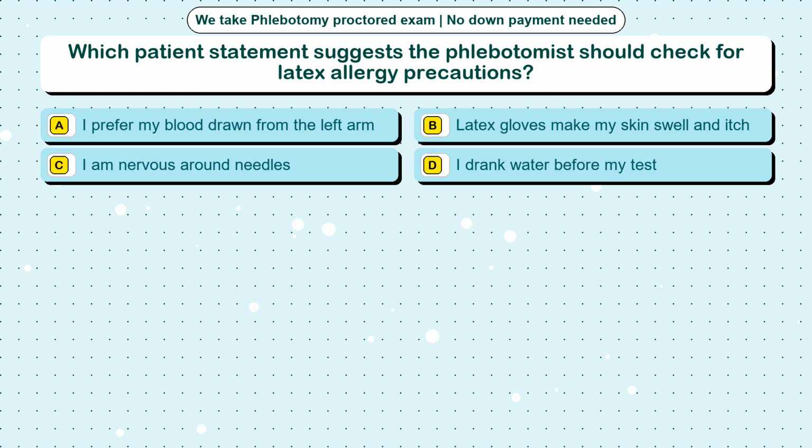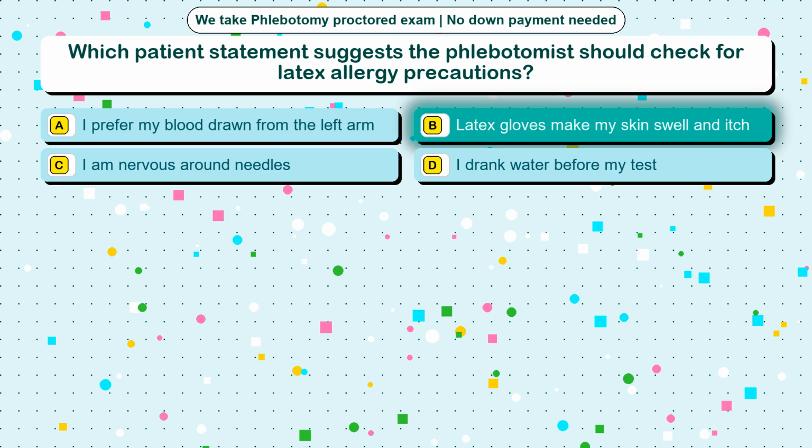Question 9. Which patient statement suggests the phlebotomist should check for latex allergy precautions? Option A. I prefer my blood drawn from the left arm. Option B. Latex gloves make my skin swell and itch. Option C. I am nervous around needles. Option D. I drank water before my test. The correct answer is option B.